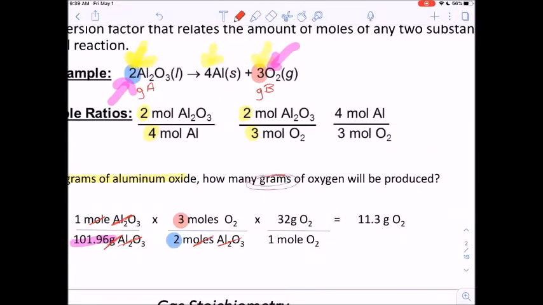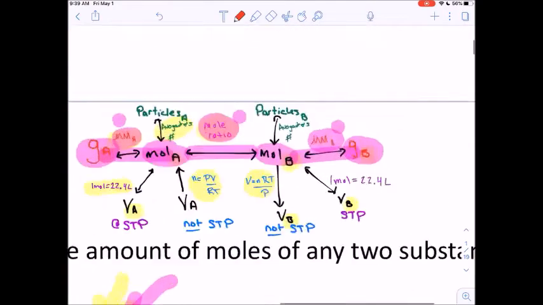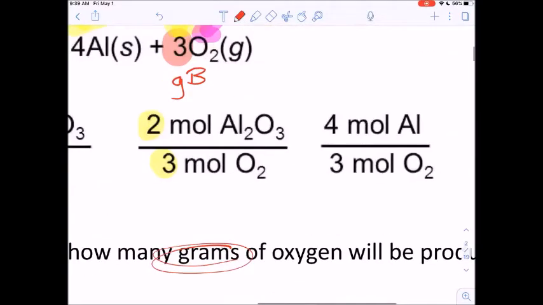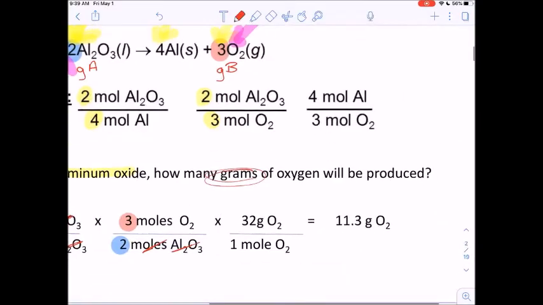The question asked for grams of oxygen. So then I do that last step it says up here, which is using the molar mass of B, which is my oxygen. Oxygen is a diatomic molecule, O2. So I have 16 times 2 gives me 32 grams per mole. My mole of O2 cancels with my mole of O2. I'm left in grams of O2.